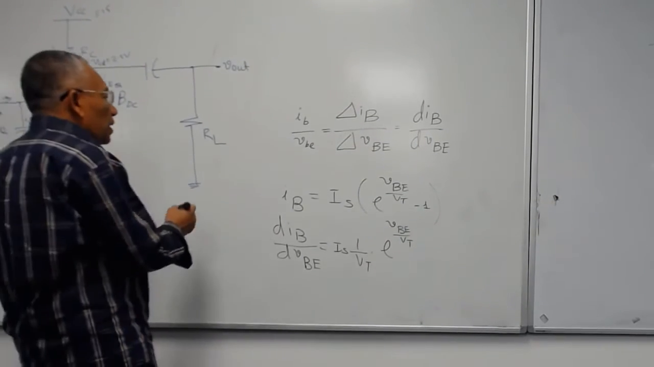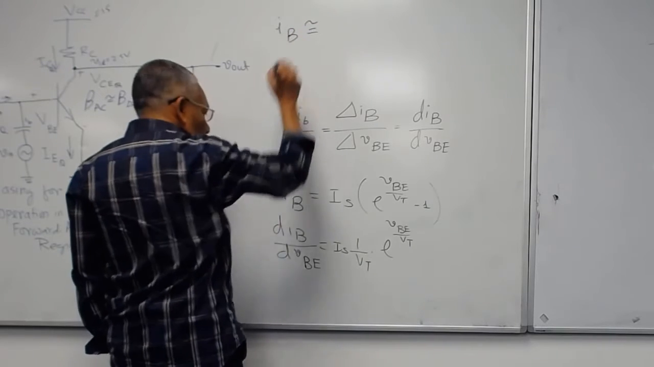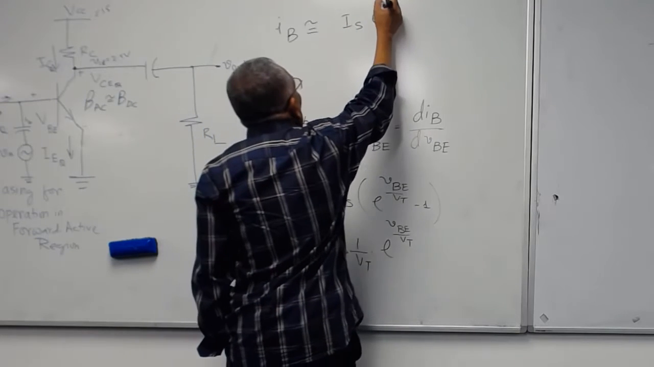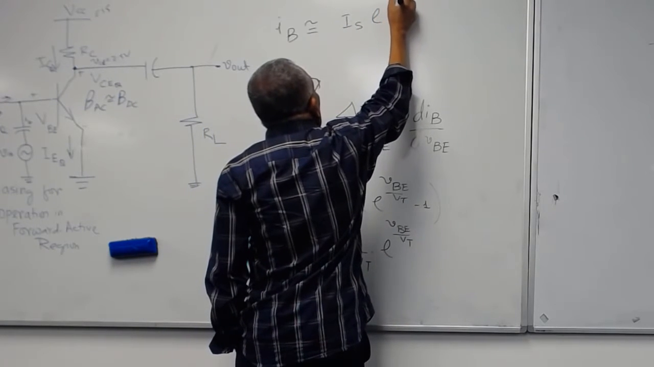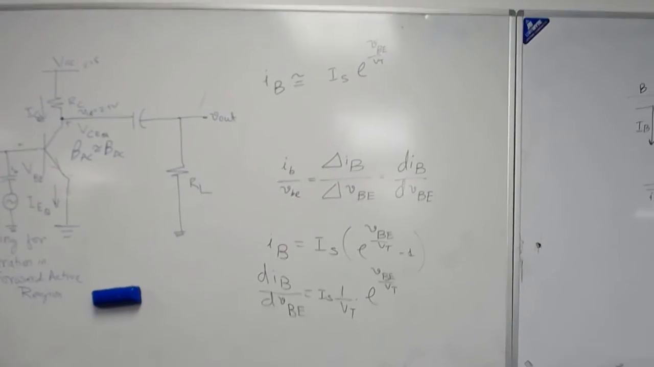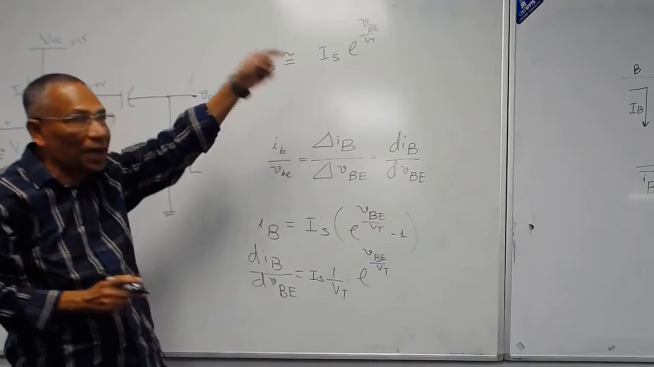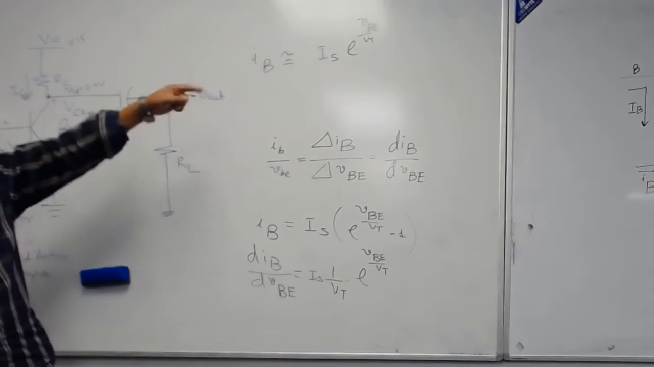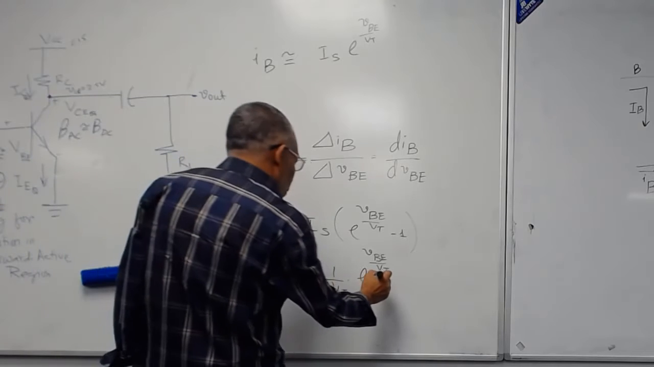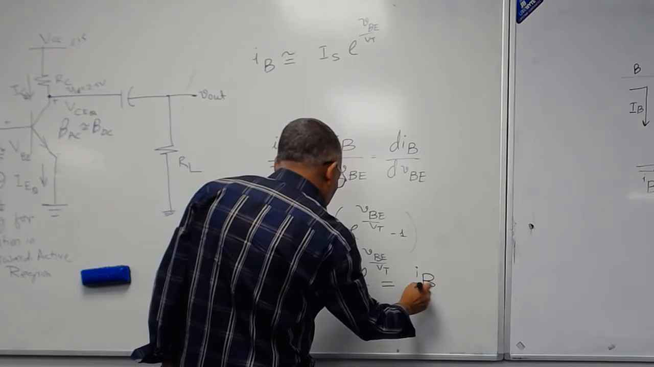But you can say that this IB is also approximately equal to IS e to the power VBE by Vt. Neglect the 1, which is very small. This will be quite large compared to 1, so you can approximately neglect the 1 and say IB equal to this. If you do that, then this is equal to small I big B divided by Vt.